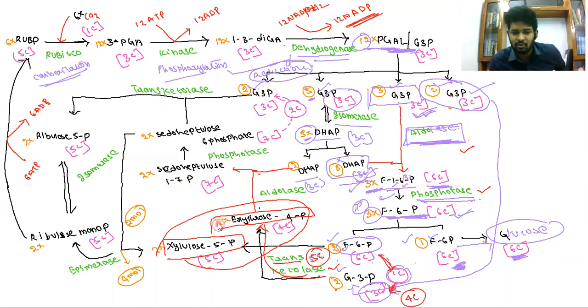So how many molecules here? 2 molecules are there. The 2 join together, the 2 condense together to form 2 molecules of pseudoheptulose 1,7 phosphate. It is a 7 carbon compound.